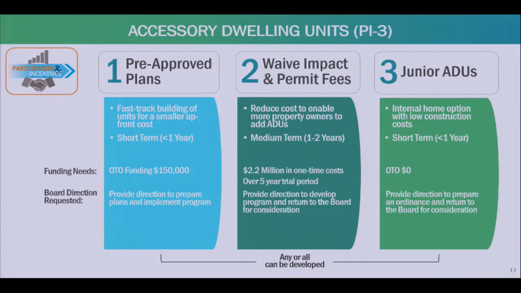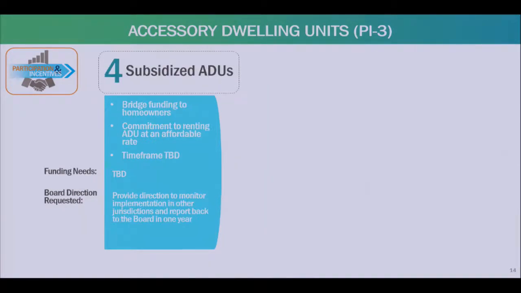Board direction requested is to prepare the pre-approved plans, prepare an ordinance for a 5-year trial program to waive ADU fees, and prepare an ordinance to allow junior ADUs and return to the board for consideration. The board can direct staff to develop 1, 2, or 3 of these options.